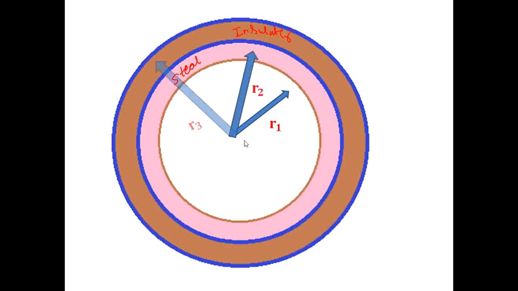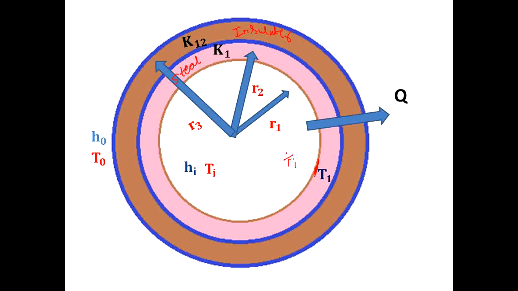This is the pipe. This is steel material. This is insulator. So R1 radius is given, R2 radius is given, R3 radius is given, hi, h0. Heat will be transferred like this. The temperature T1, here the temperature T1 at the surface of the internal tube. Ti is different. This is the temperature of the hot fluid. T2, T3. This is T2. This is T3 temperature.